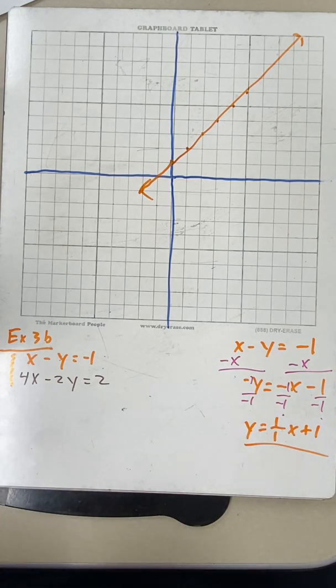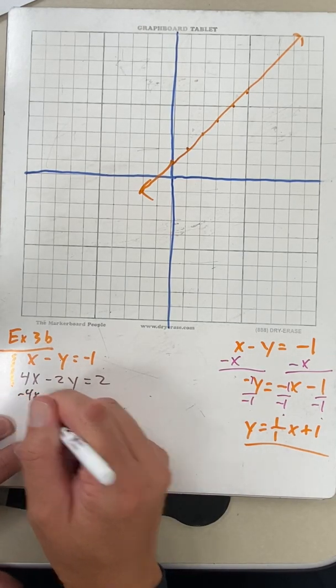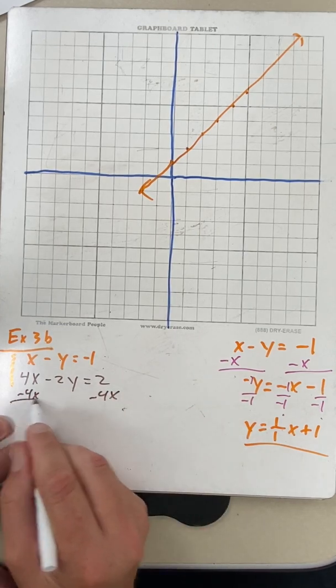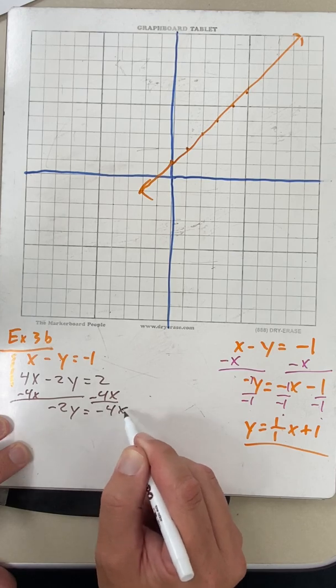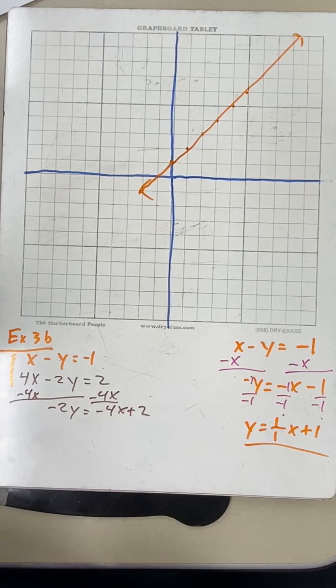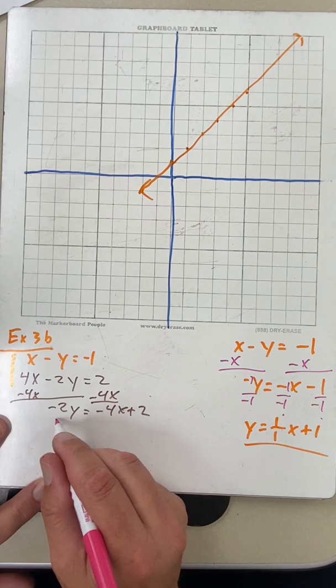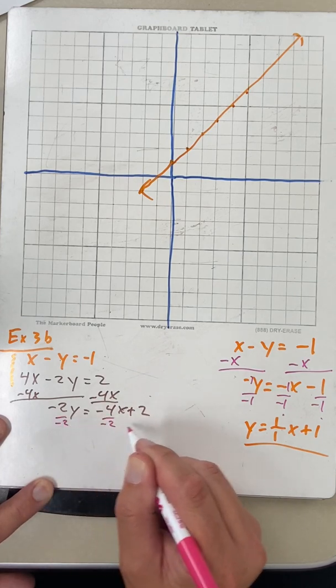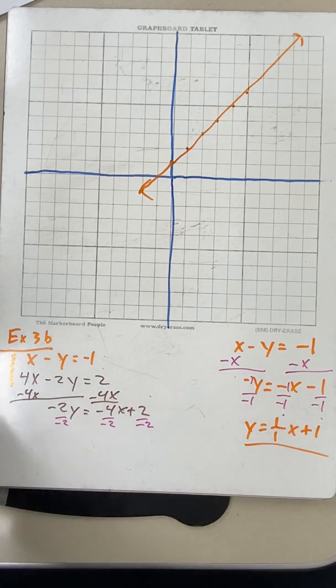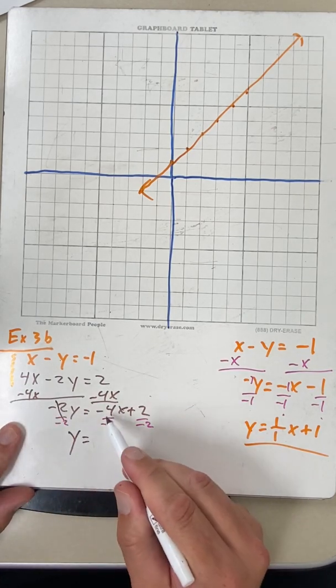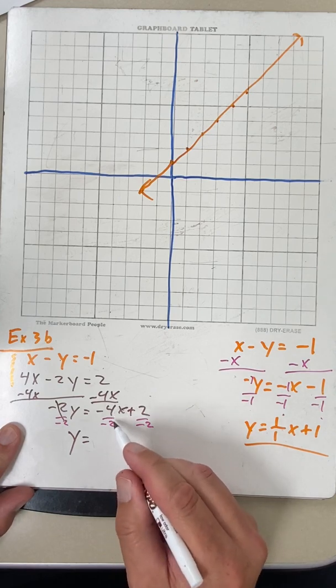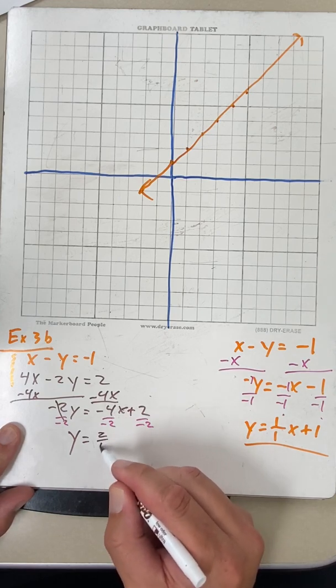Now we're going to work on our brown one. I'm going to subtract 4x from both sides. I will get negative 2y equals negative 4x plus 2. All right. At this point, we have to get rid of that negative 2. So I'm going to divide everything by negative 2. We got to be careful with signs. The negative 2's cancel. Negative by negative is positive. And 4 divided by 2 is 2, but I want to leave it as a fraction for my slope.